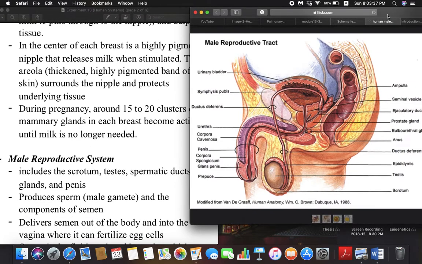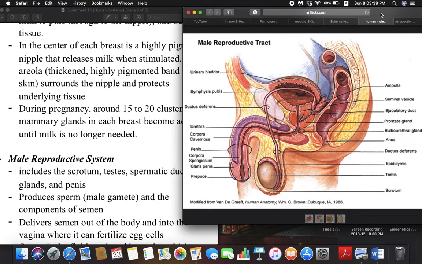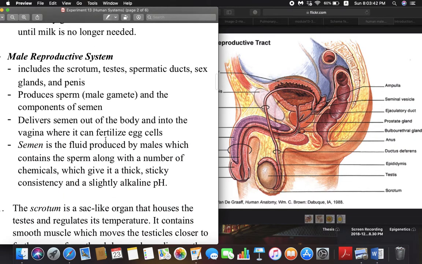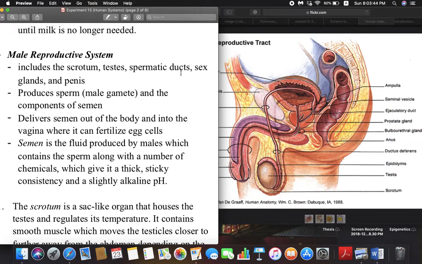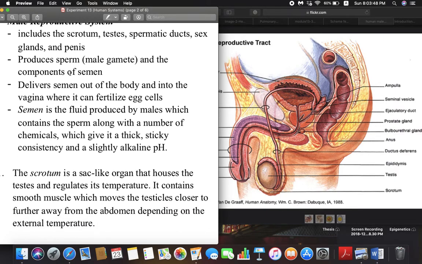After the female reproductive system, we have the male reproductive system. The male reproductive system includes the scrotum, testes, spermatic ducts, sex glands, and penis. They produce the sperm, which is the male gamete, and the components of the semen.